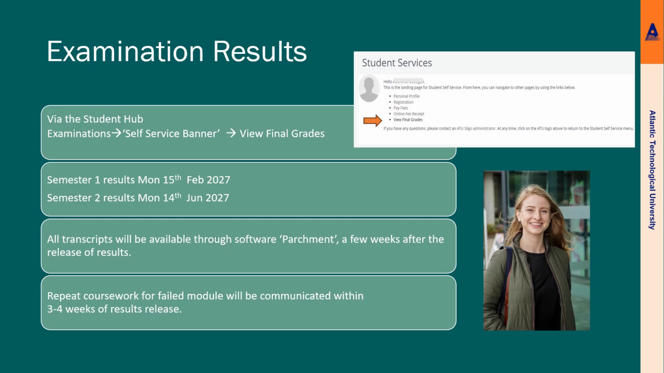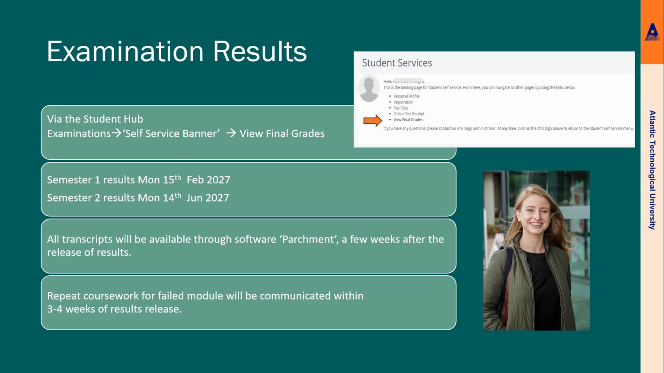Semester 1 and 2 results are released about mid-February and mid-June, and the exact dates for next year are there. The transcripts of your results will then be available through a piece of software called Parchment. Each of you will have a Parchment account, and a few weeks after the release of results, we will have uploaded all the transcripts into all the students' accounts. The Parchment software is like a digital wallet where we will put digital copies of transcripts and other academic documents, and you can access them throughout your lifetime by changing the password and the email address to your own personal email address.